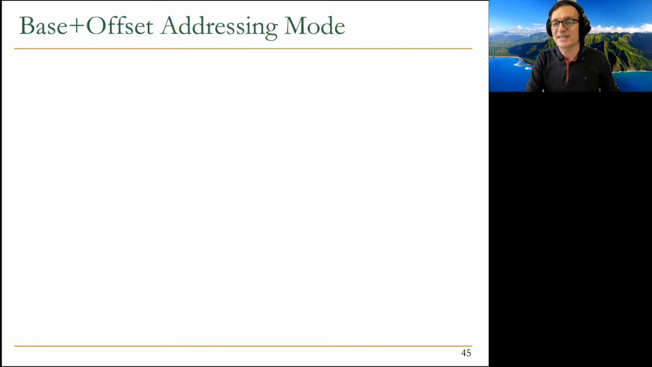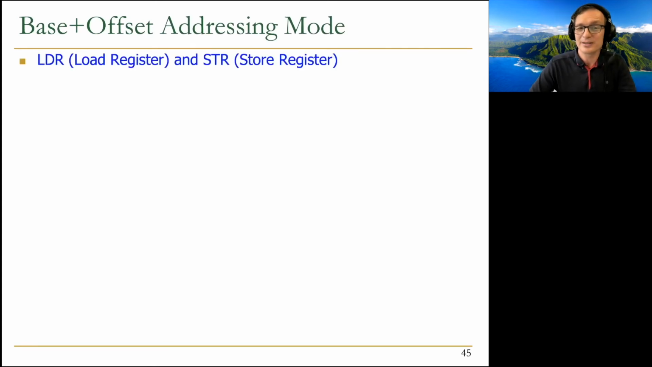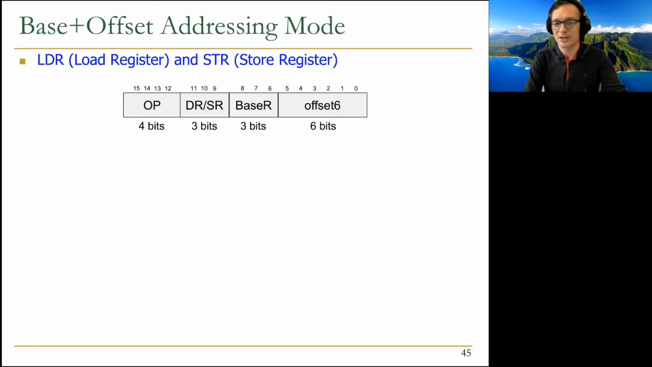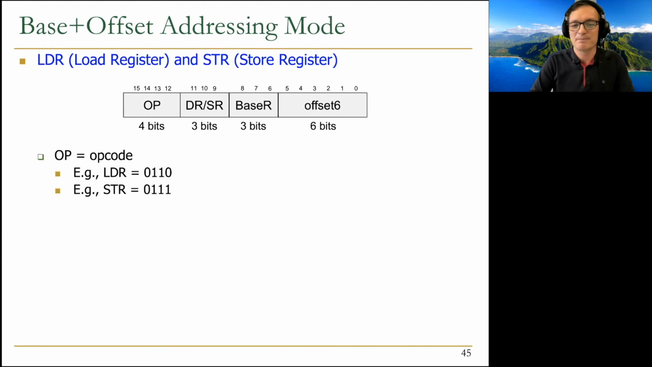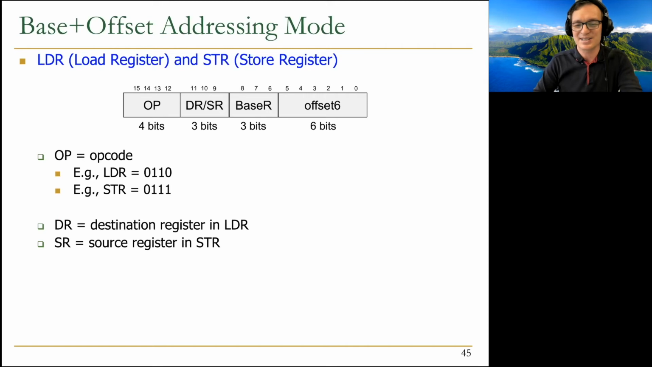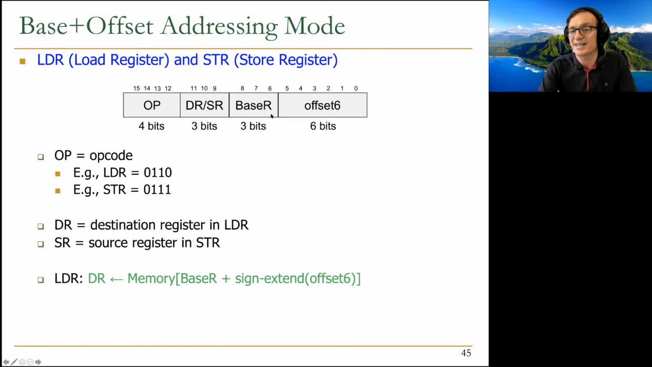Okay, base plus offset addressing mode. We've actually covered this before. LDR and STR have this, so I'm going to go through this relatively quickly. Now you're familiar with opcodes, they should be different clearly, and destination and source register are specified with the same bits in LDR and STR. Now memory address is calculated as the value of the base register plus a sign extended 6-bit offset from the instruction. And then we access memory using that address, and then the data gets loaded into the destination register.